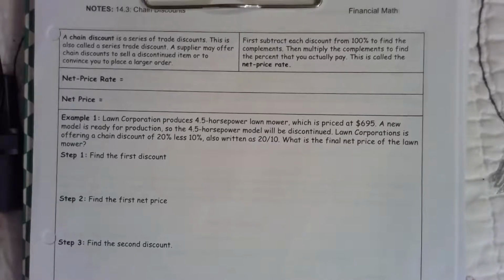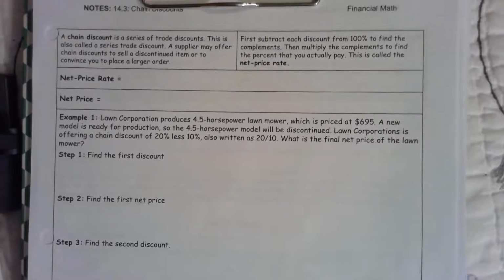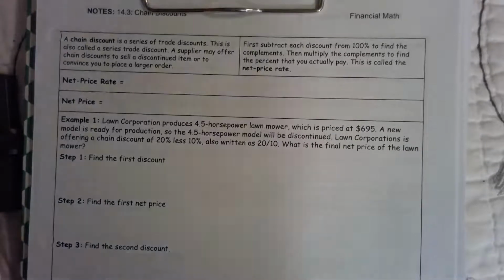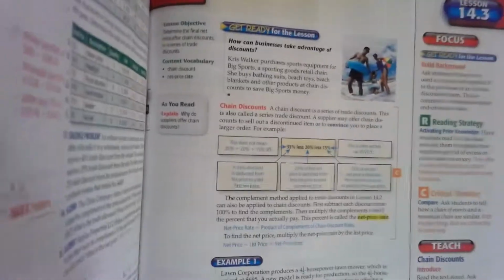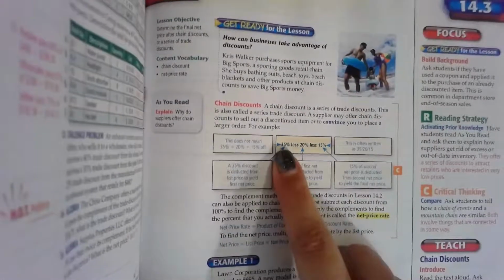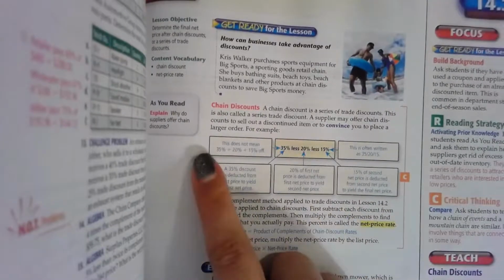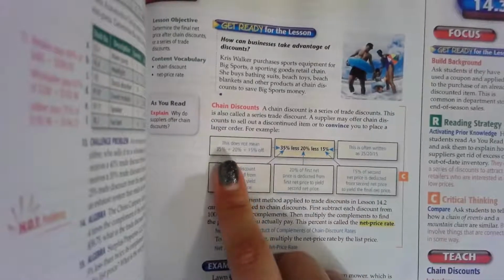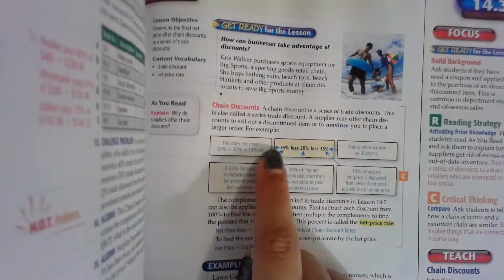To do the complement method, let me actually just show you what this looks like in here. This is it right here. So, for example, on this chain discount, 35% less 20% less 15%, what this means is that this does not mean 35% plus. You do not add them all together.